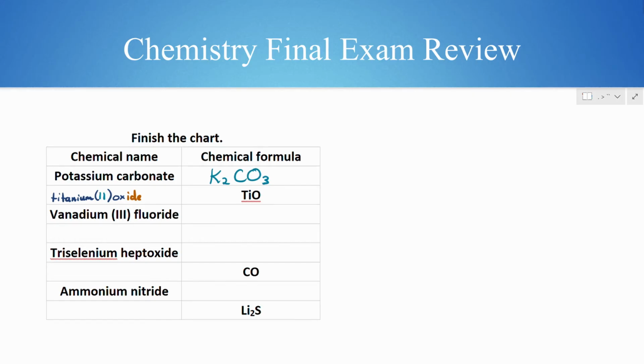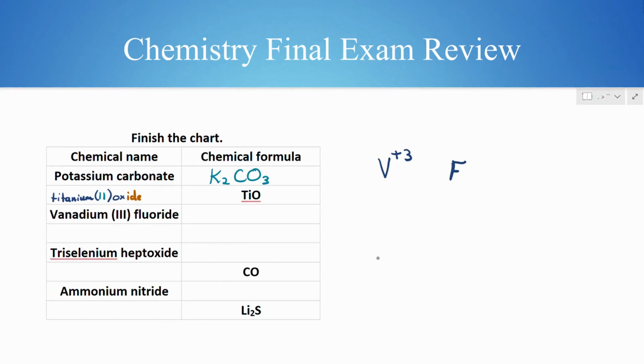Next, we have vanadium 3 fluoride. Now we know that vanadium has the chemical symbol V, and fluoride is the fluorine ion, which has chemical symbol F. The Roman numeral 3 tells us that vanadium has a plus 3 charge. Now we know that vanadium 3 fluoride is a neutral compound.